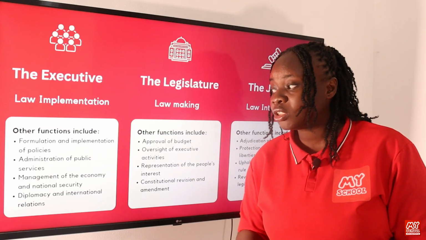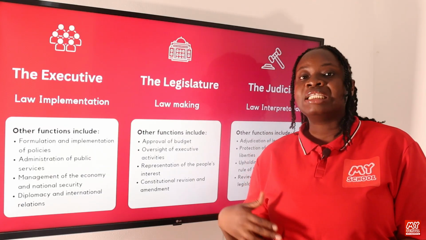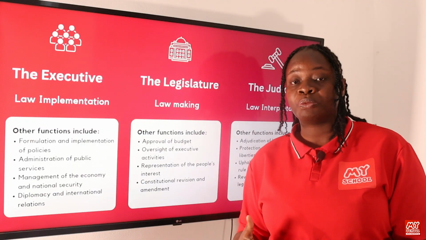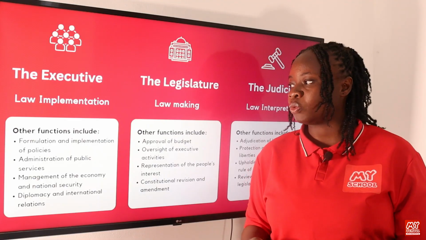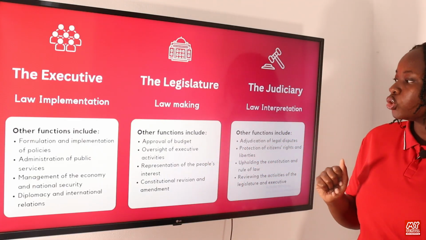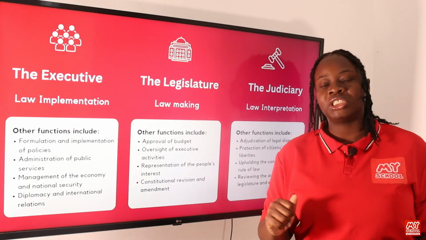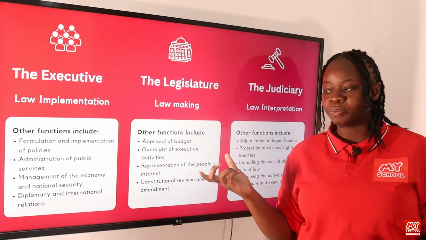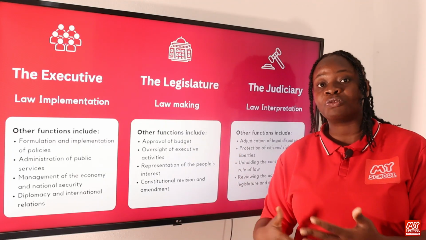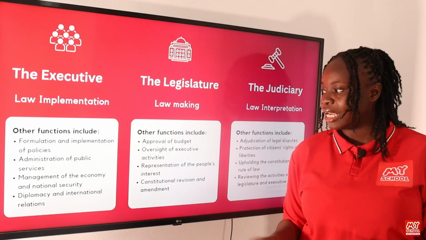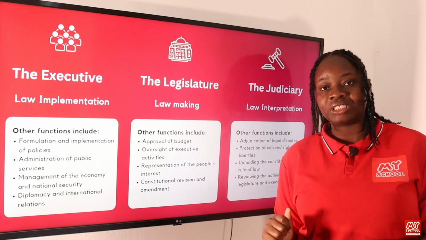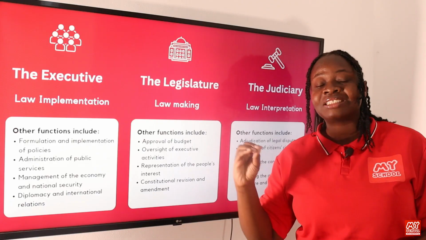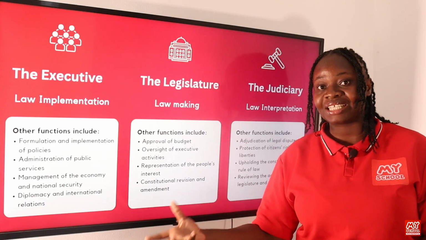They are also responsible for diplomacy and international relations. They create foreign policies to ensure that we are able to have a good relationship with our neighbors and with other nations of the world. Then the other functions of the legislature include the approval of budgets. The budget that has been made by the executive is approved by the legislature to ensure that there is a measure of checks and balances within the society. They are also responsible for oversight of executive activities. They ensure that the executive does not go past the responsibilities that have been assigned to them.